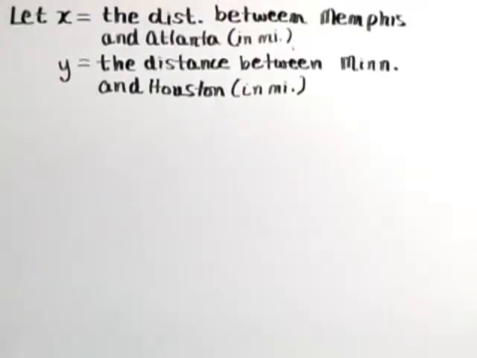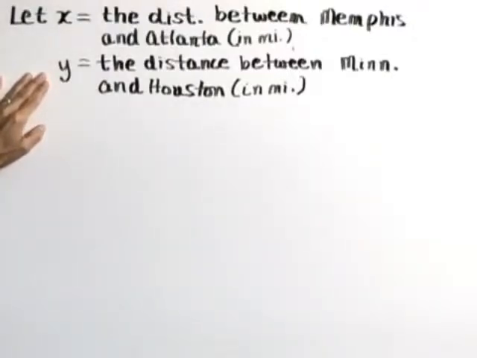So we've performed step 1. We've read the problem carefully. Now, in step 2, we'll define our variables. Let's let x represent the distance between Memphis and Atlanta. That distance is in miles. And let's let y represent the distance between Minneapolis and Houston.